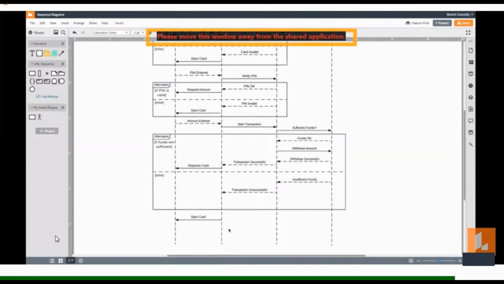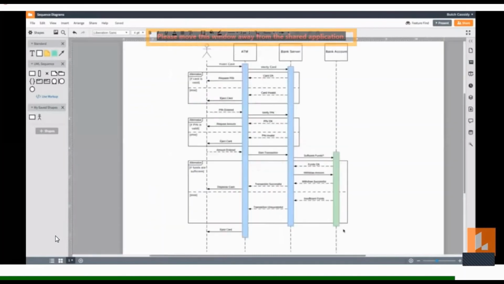First, the user's card was verified, right? After that, the pin was taken, after that the amount was entered, the balance was checked and the amount was given out, and if not, they are told to eject the card. Okay, so basically looking at the diagram, I understand what is the sequence of events that has happened in my particular system. Okay, that's the reason why you draw this model.